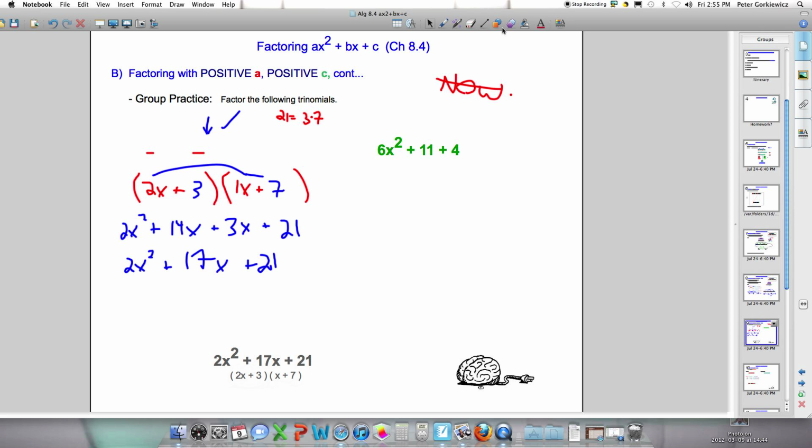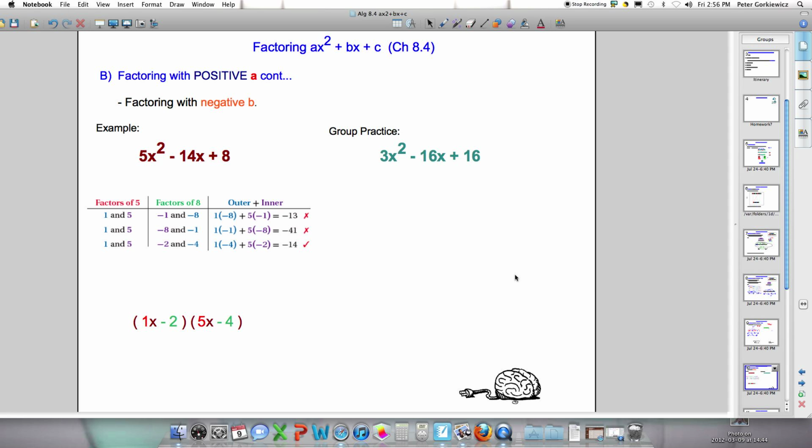All right. Hopefully you've tried this. If you haven't, it may be a little tougher. But we're looking for things that multiply to 4 as your products on the outside, and things that multiply to 6 as products on the inside. So this may take you a little longer. But for the sake of time, here's your answer. 3x plus 4 times 2x plus 1. Done.